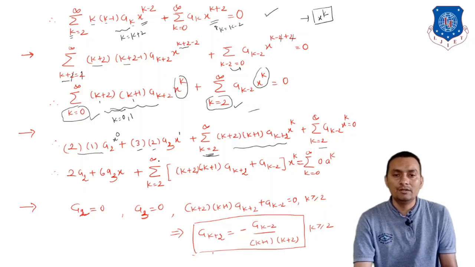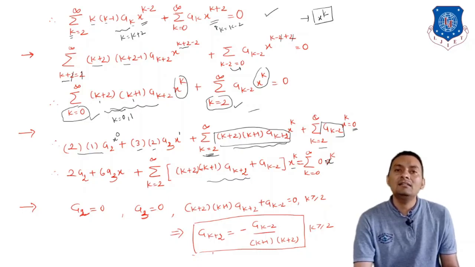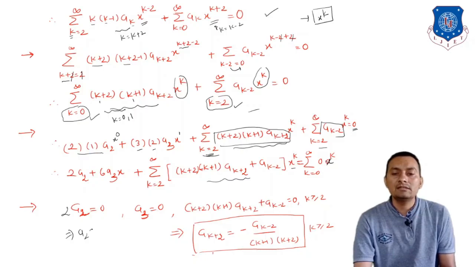and x raised to k is common, so I put these terms plus these terms, and it is written over here. But 0 can also be written as a zero series, 0 into x raised to k. Now we are able to compare both sides because 0 can be represented as the zero series. So comparing, we get 2 times a2 is equal to 0, so a2 is equal to 0, and 6 times a3 is equal to 0.